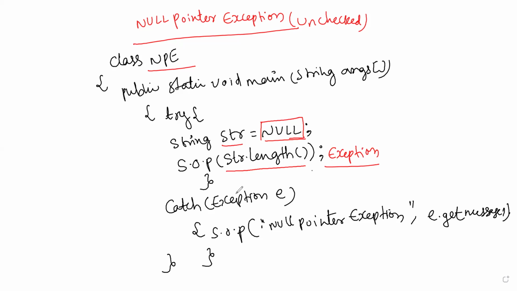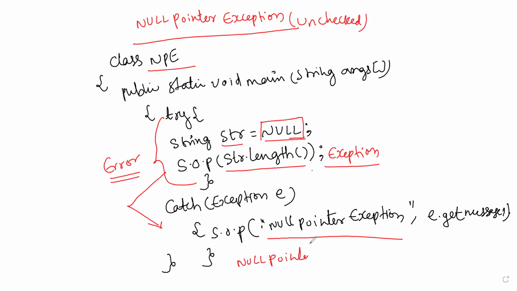Now here in the try block, we are going to find the error. We found an error. This is also called an exception. For this one, we write the answer in the catch. So what is the output of this program? It is going to show the output like NullPointerException, and we are going to get the message. That message is null. So we are going to print NullPointerException with null. So this is called NullPointerException.